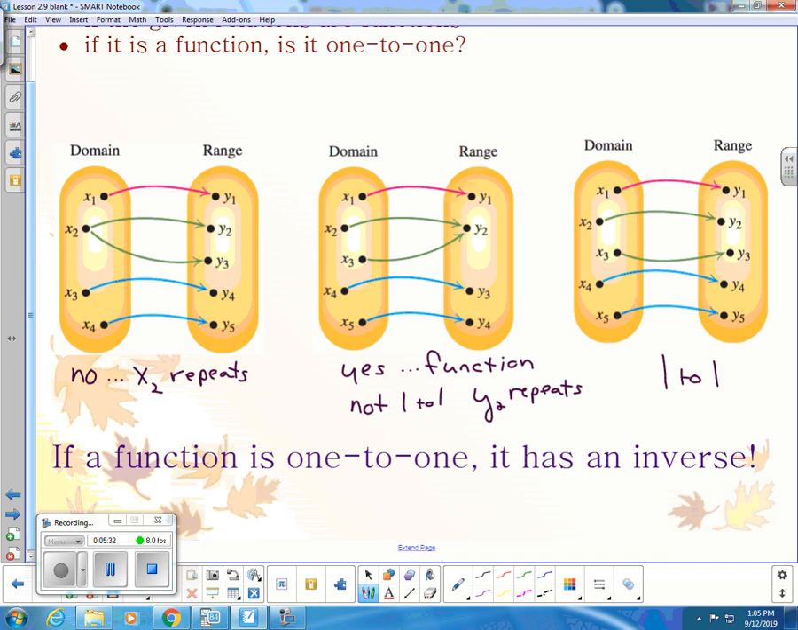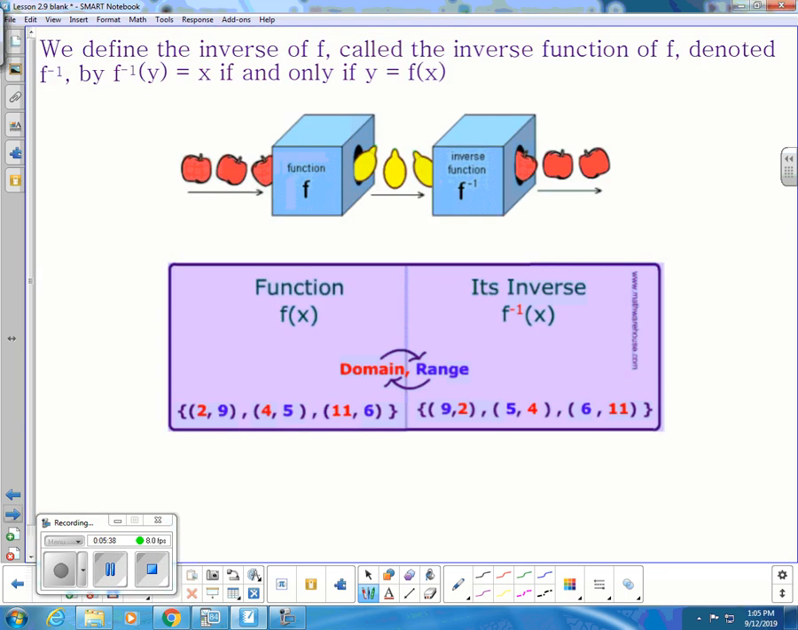Okay? So this is the definition of an inverse function. So they call it inverse function of f. It is shown by f to the negative 1. So you can see it right here. That's the notation for inverse, or they just say f of negative 1.